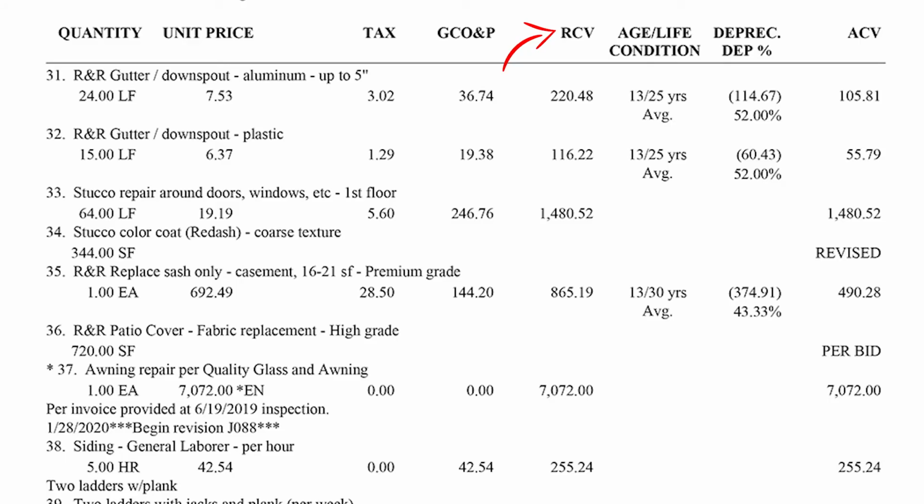And then the RCV is the replacement cost value. That's the important number that the insurance is ultimately willing to pay for each line item. On this one for gutters, it's $220. And then they take out depreciation. They assumed that the gutters are 13 years old and have a 25-year lifespan. So they take out 13 years from the number, which equals $114.67, and you're left with $105.81 as the actual cash value.